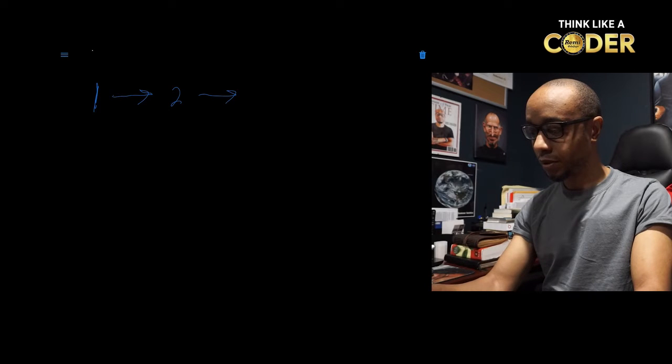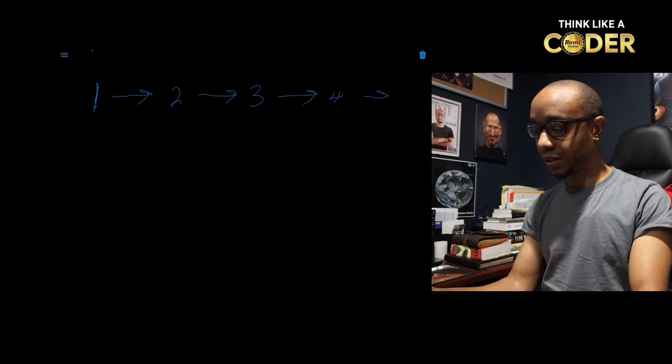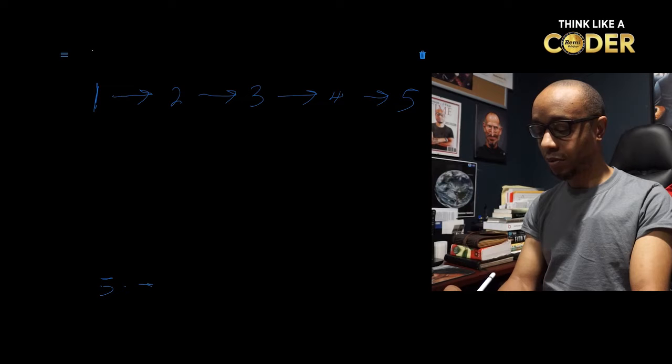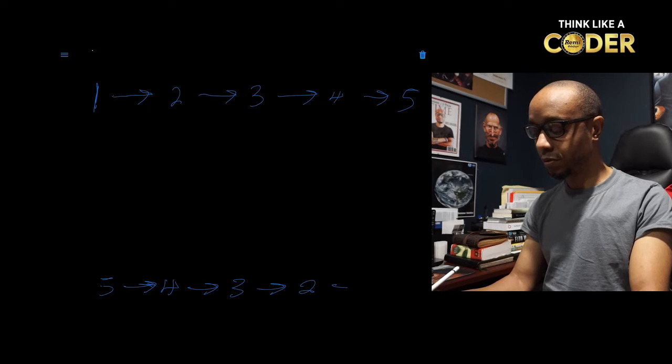A linked list really is, I'll just show what that looks like here. Let's say we have a node. We have a node pointing to another node, pointing to another node, pointing to another node, pointing to another node. So to reverse this linked list, the output will look like this: 5 pointing to the 4, pointing to the 3, pointing to the 2, which eventually points to the 1.